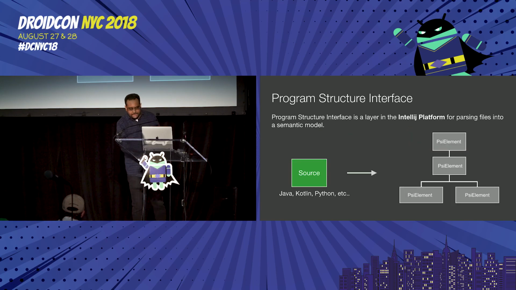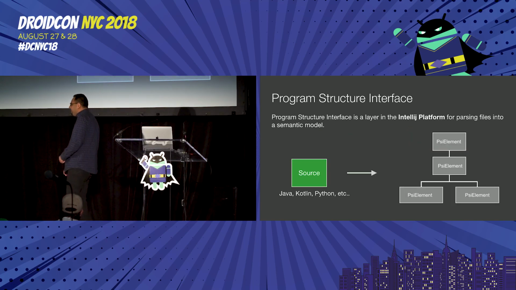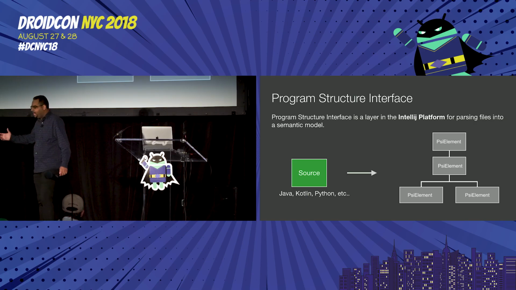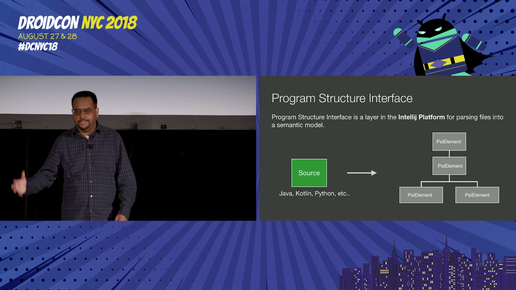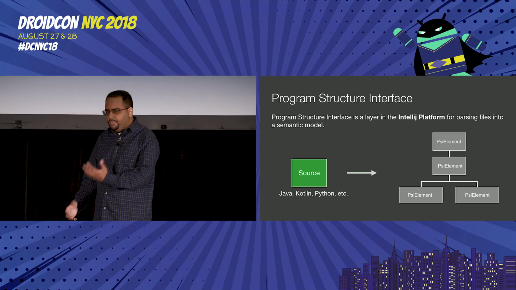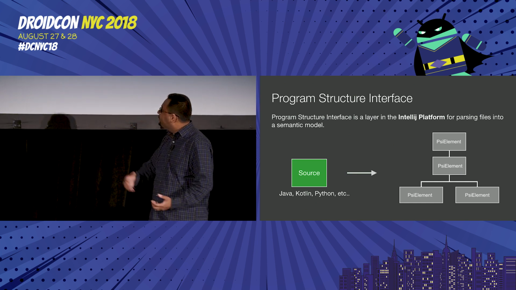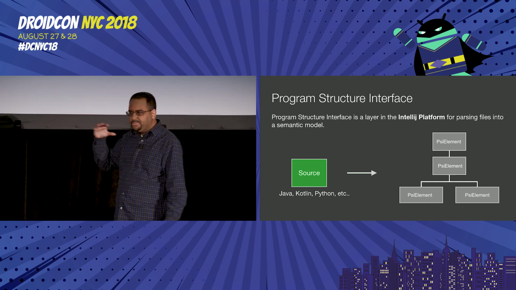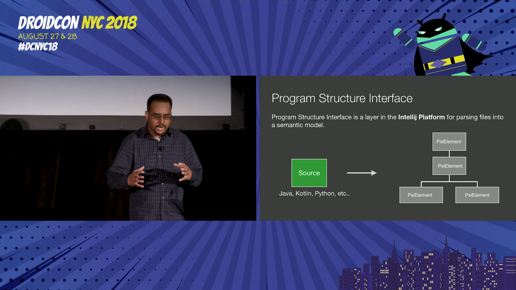So the PSI is a layer in this IntelliJ platform. It allows me to take a source file in any language, Kotlin, Python, you name it. I could convert that source file into a different structure, into this structure here, right? Which represents the structure of my source code, right?